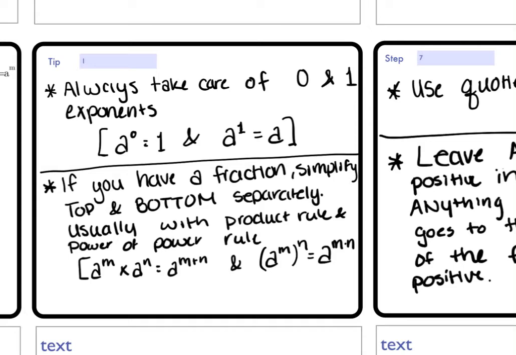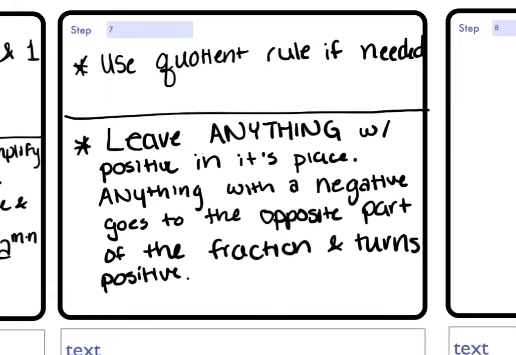If you have a fraction for the next step, make sure you simplify top and bottom separately. So first do your top, simplify that, then do your bottom, simplify that. Don't start messing around with the quotient rule just yet. So at this point, you will usually encounter the product rule and the power of power rule. So I wrote both of those here as well. Make sure you write them for yourself. Again, pause the video so that you can take those notes.